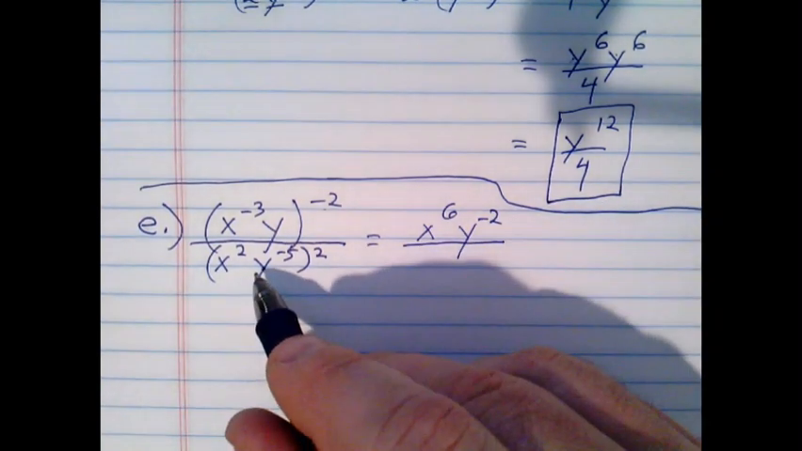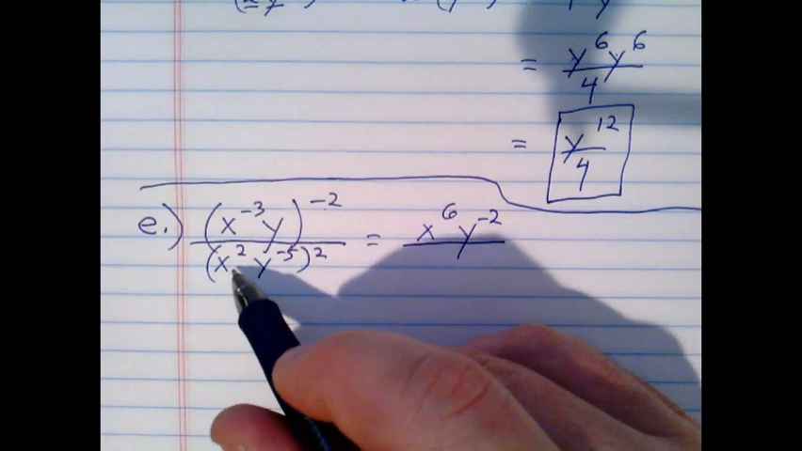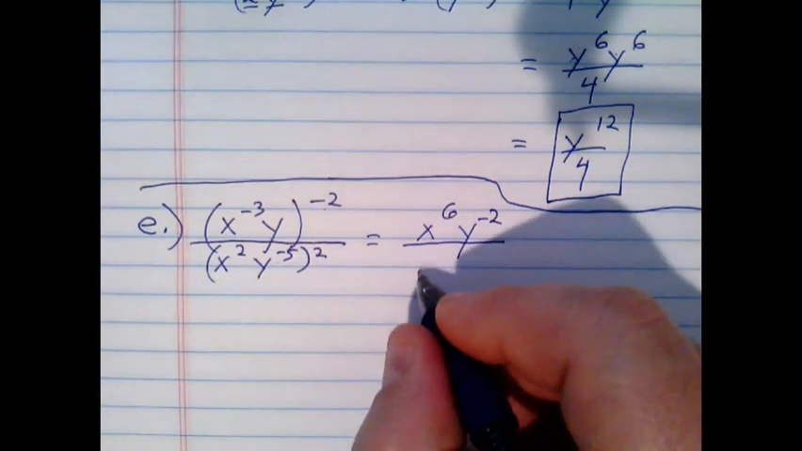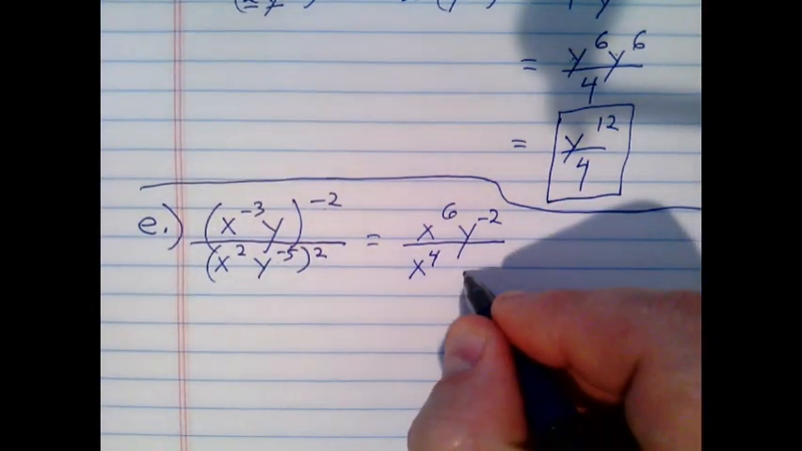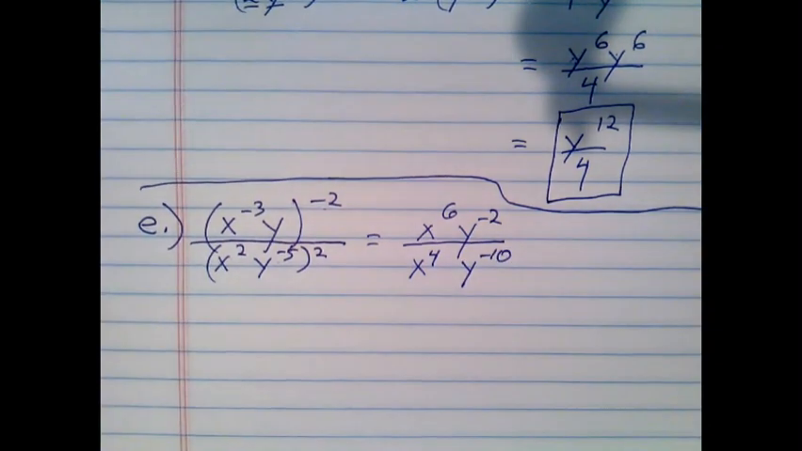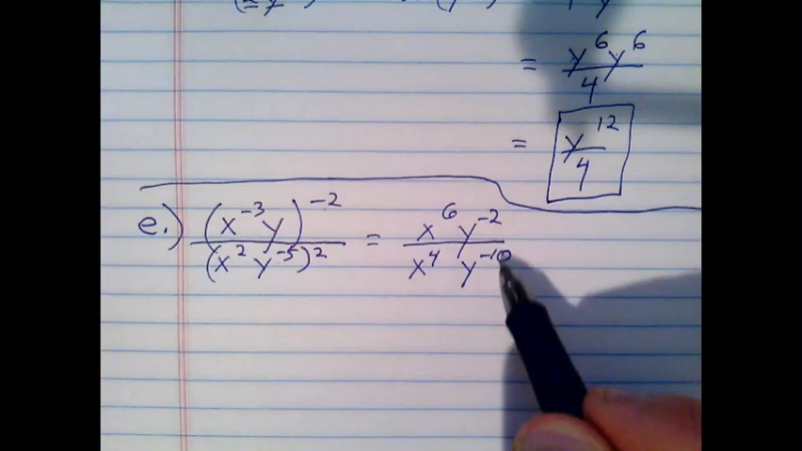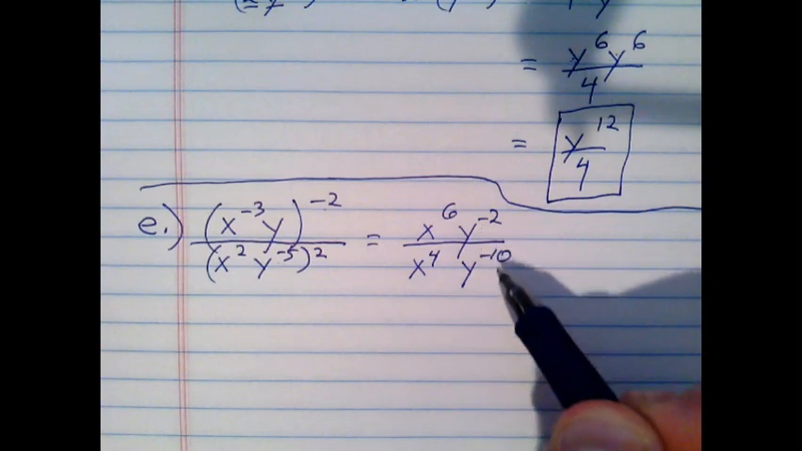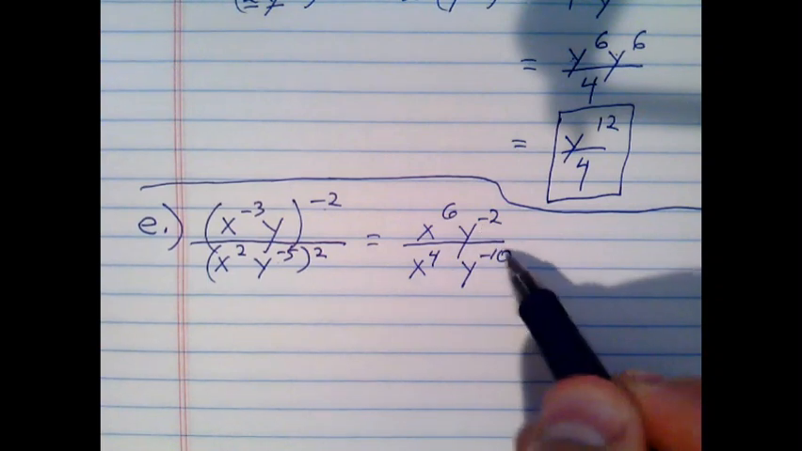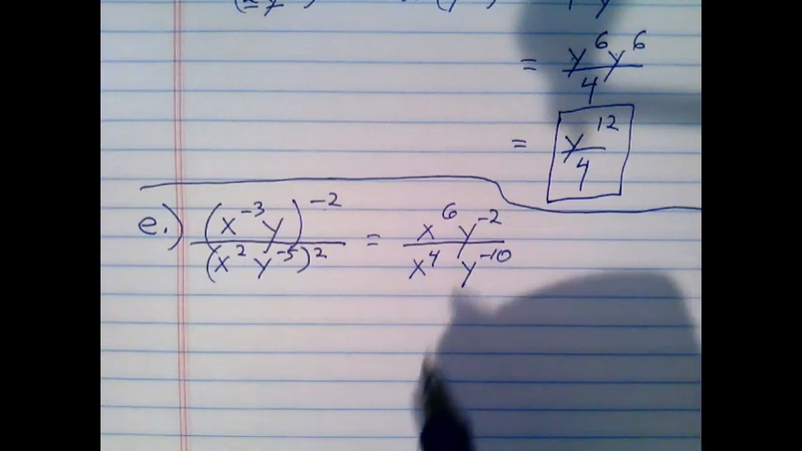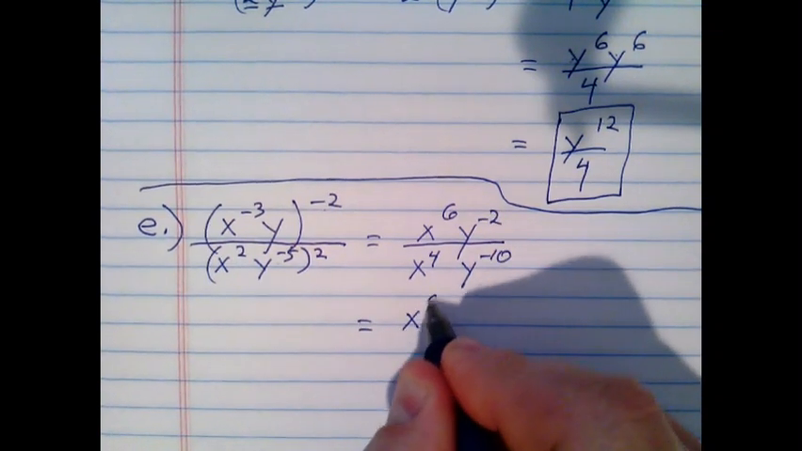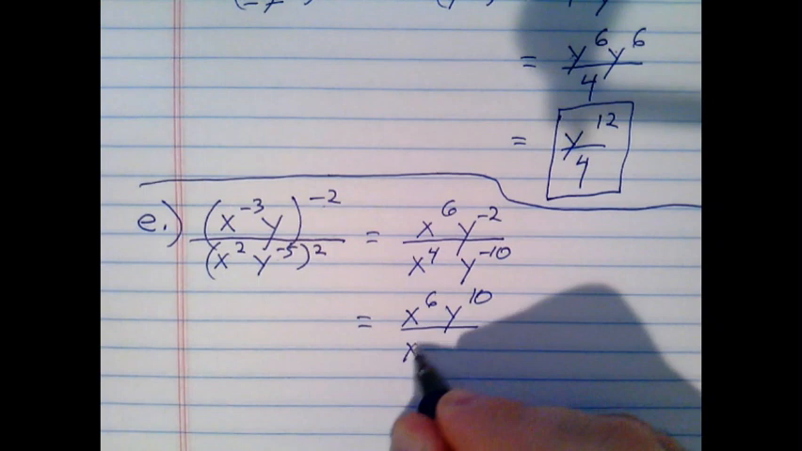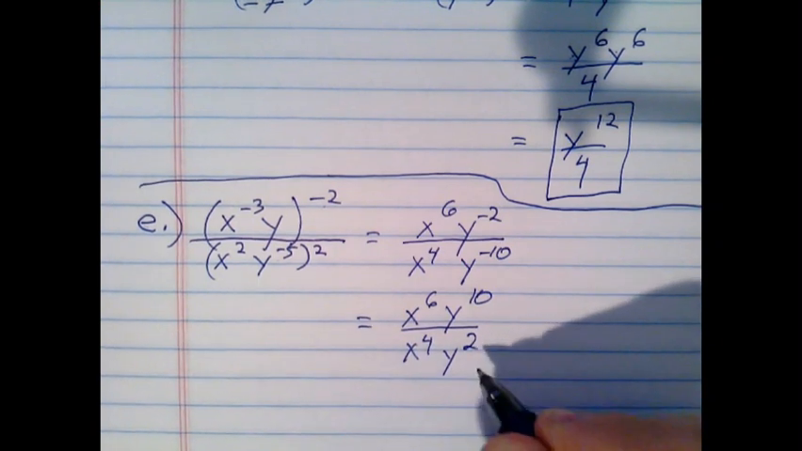And then I'll do something similar in the denominator. This 2 needs distributed to both of these factors, which means it needs to multiply with both of those existing powers. So I'll get an x to the 4 and a y to the negative 10. Alright, well, I see some negative exponents, so I'll take the factor that has a negative exponent in the numerator, I'll take it to the denominator, and then vice versa, and that will make those exponents positive. So I can rewrite this as x to the 6 times y to the 10 over x to the 4 times y to the 2.